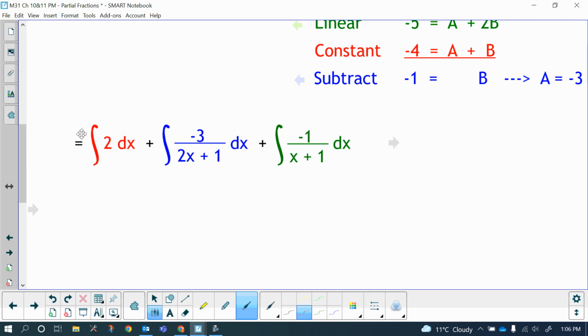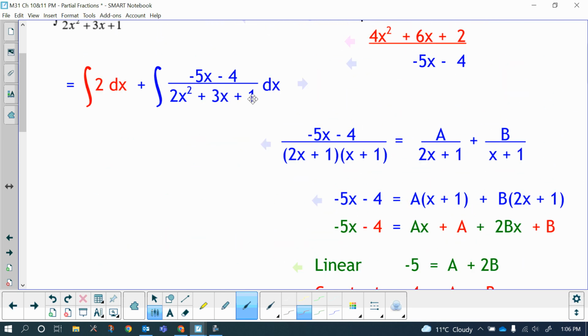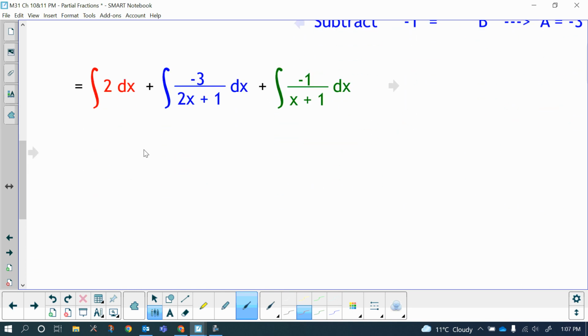So here's my integral. Now I'm including that integral of 2. So don't forget this part. Easy to forget it because at this point we focused only on this rational expression, but don't lose track of that integral of 2 dx. We need to find that as well. And so then we can do the antiderivative here.